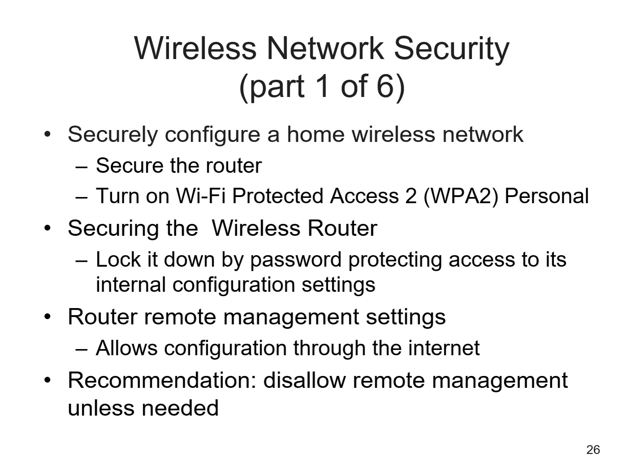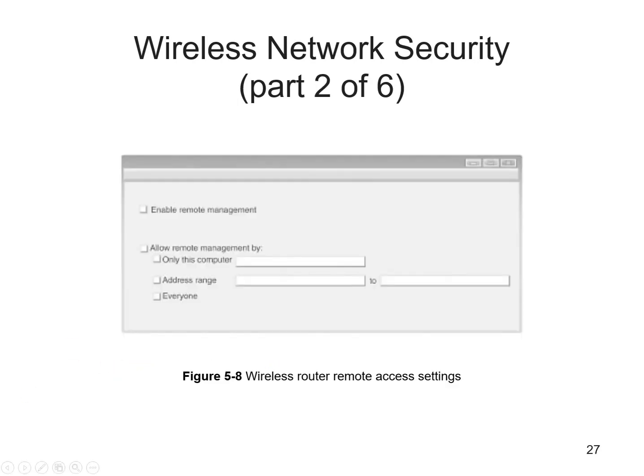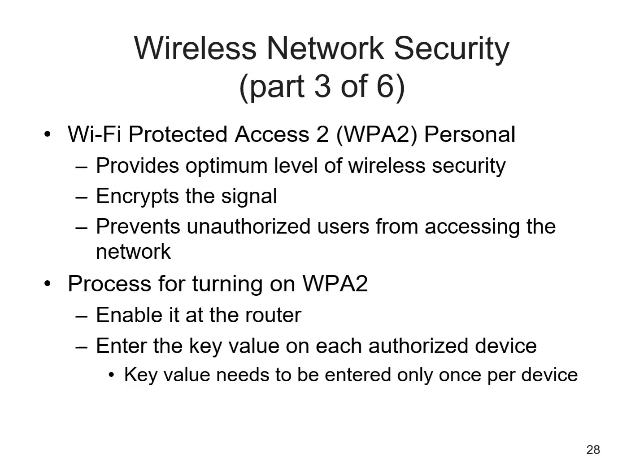Router remote management settings can be disabled. You can allow it so that only if you are physically connected to the router with a cable, then you have access to the administration or the management of the router itself. Remote management allows configuration through the internet, so that must be disabled. It is recommended to disallow remote management unless and until needed. Now they are showing the basic configuration screen of a router. Enable the remote management, and here you can disable it.